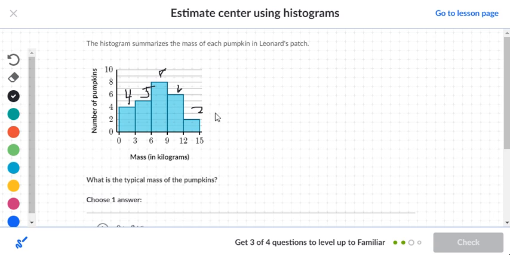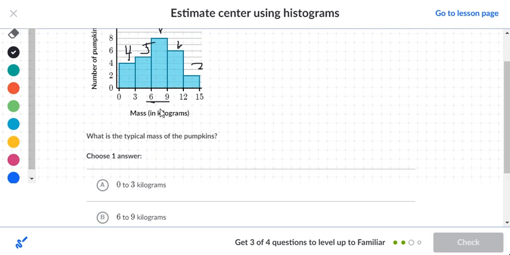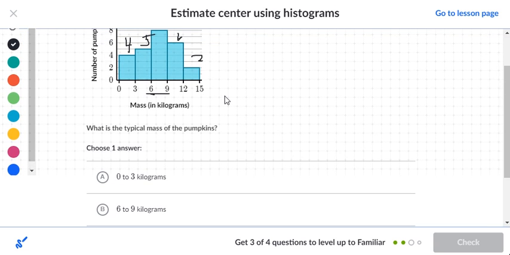So we want the typical mass. So we want something in the middle here. So it looks like the typical one would be 6 and 9. Because 0 and 3 is too far to the left. 6 and 9 is in the middle where we want it to be. 12 and 15 is too far to the right.